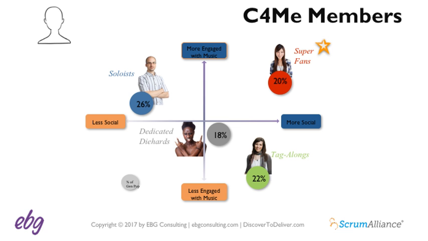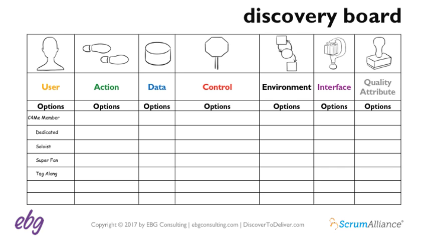So they discuss it in the research, and given the research of these personas and their goals for that sprint, the team and the product owner evaluate and discuss that the super fan, which you see has a star next to it, that type of user is going to be the most valuable. So let's take a look at our discovery board.